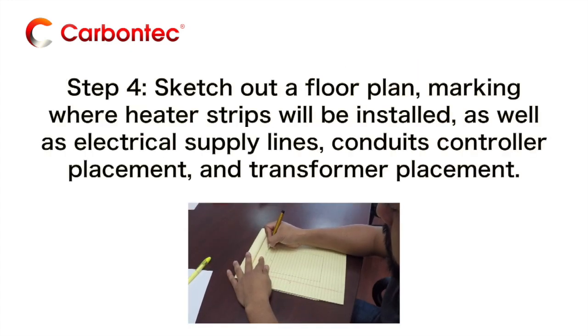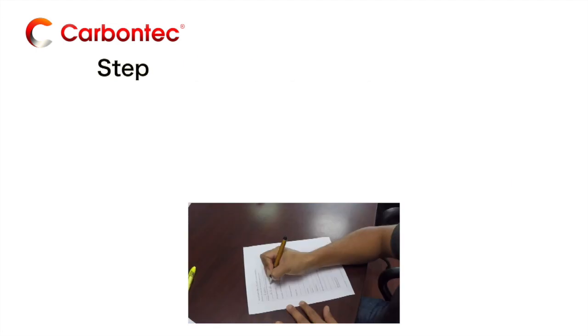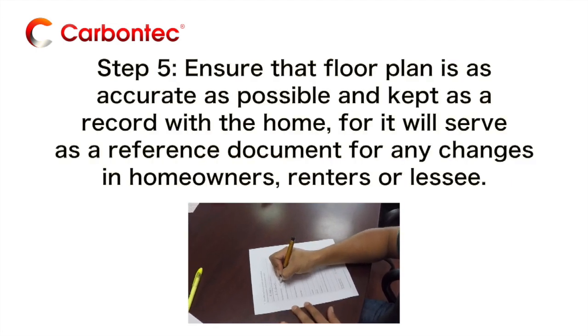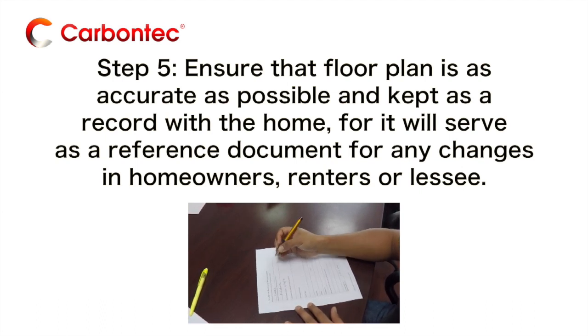Step 4. Sketch out a floor plan, marking on it where the following items will be installed: heater strips, electrical supply lines, conduits, controller placement, and transformer placement. Ensure that the floor plan is as accurate as possible and kept as a record with the home. It will serve as a reference document for any changes for property owners or renters.